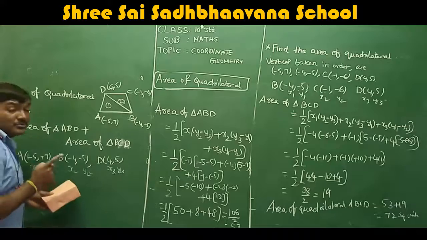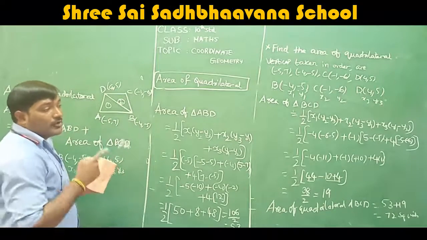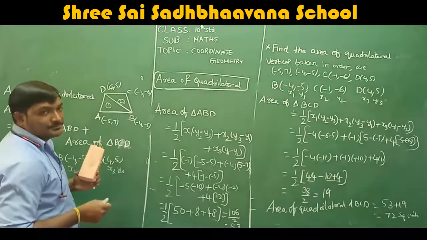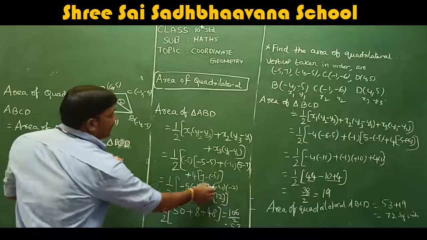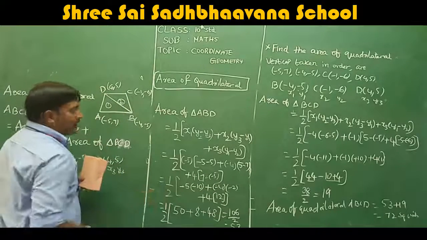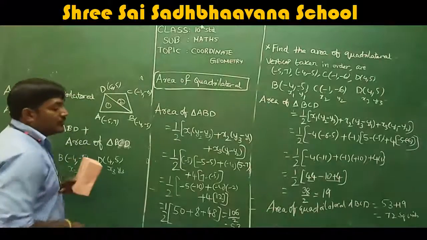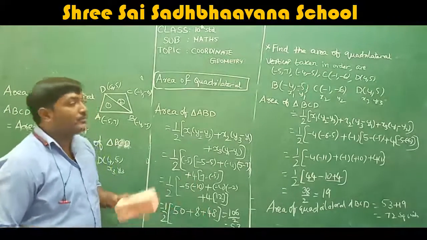Be careful when you are substituting the values. If you make one mistake, your answer will not be correct. So minus 5 into minus 10 is plus 50, minus 4 into minus 2 is plus 8, and 4 into 12 is 48. Add all this: 58 plus 48 gives you 106. 106 by 2 is equal to 53.